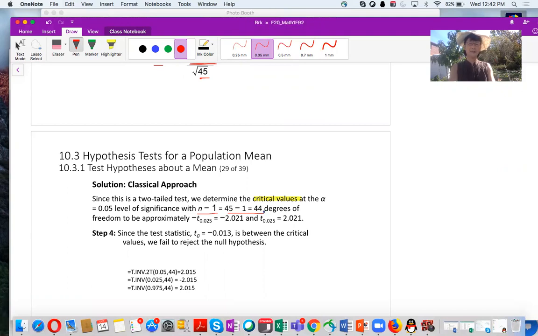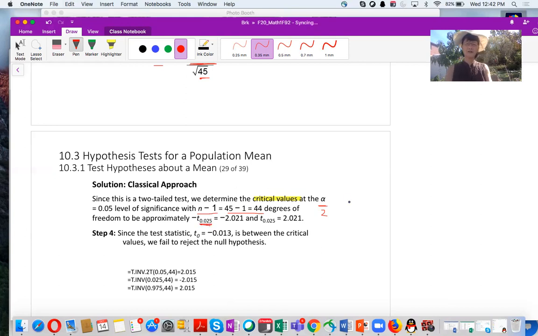the area. When you have a two-tailed test, you use half alpha. When alpha is 0.05, half alpha is 0.025.